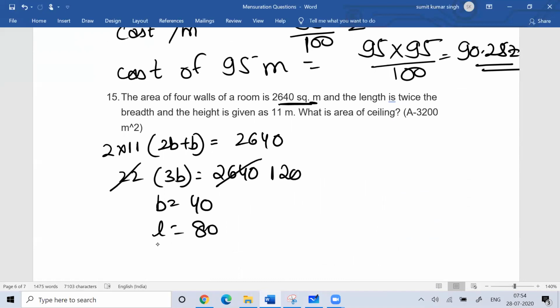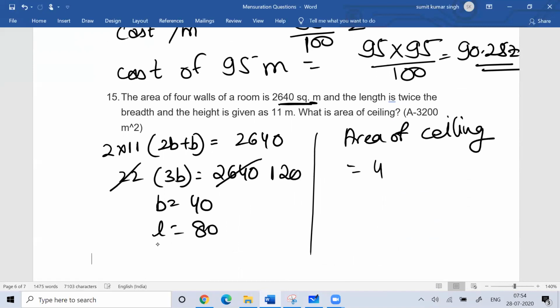Find the area of ceiling. So the area of ceiling is what? The area of ceiling is length into breadth. So 40 into 80 will get 3200 meters square.